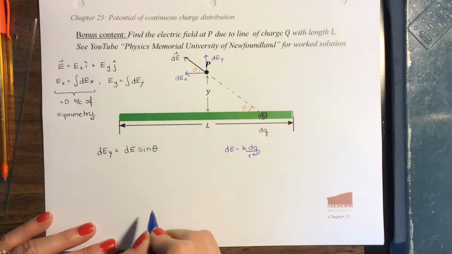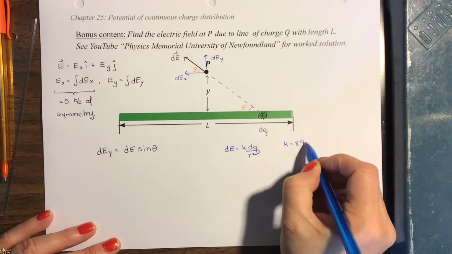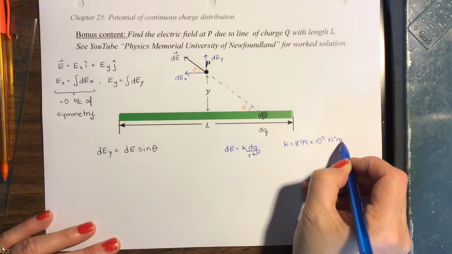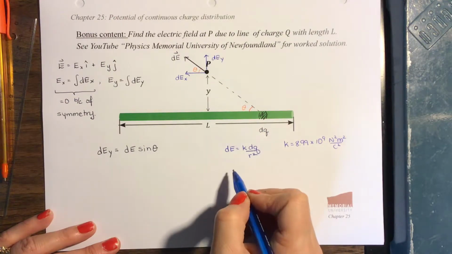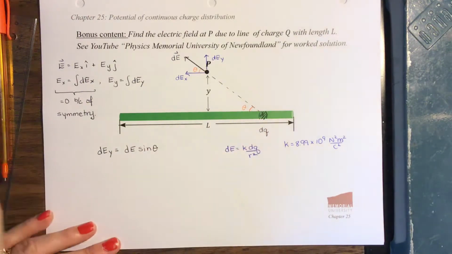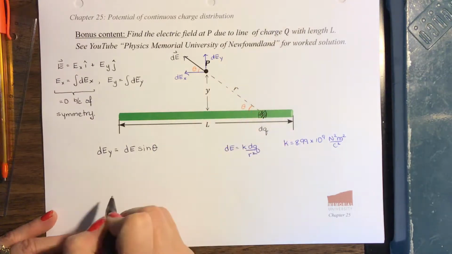Okay, those have things we have to fill in. K is our constant, 8.99 times 10 to the 9 newtons meters squared over coulombs squared. dq is our little bit of charge here, and r squared is our distance between our charge and our point. So on our diagram, from here to here is our distance r. Let's look at what r is.